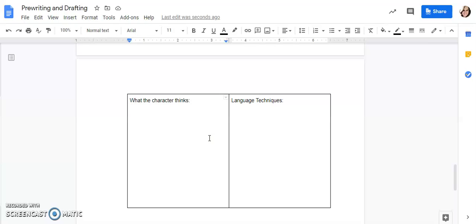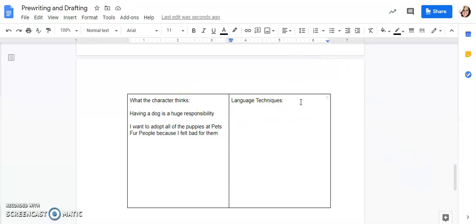What the character thinks. So I think having a dog is a huge responsibility. I also think that I want to adopt all of the puppies at Pets for People, because I felt bad for them. And I could add additional things there.